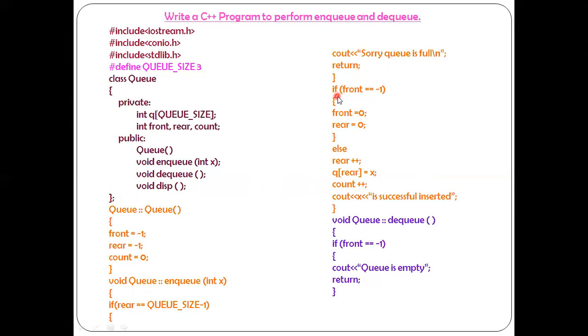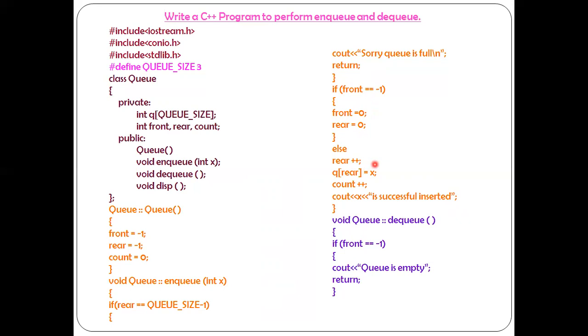I'll come here. If front is equal to minus 1, what is the value of front? 0. Last time it was minus 1 and this time it is 0. 0 is equal to minus 1. Condition false means I should execute the else part, that is rear plus plus. Rear gets increased. Last time rear was 0 and this time it gets increased by 1. Rear becomes 1.